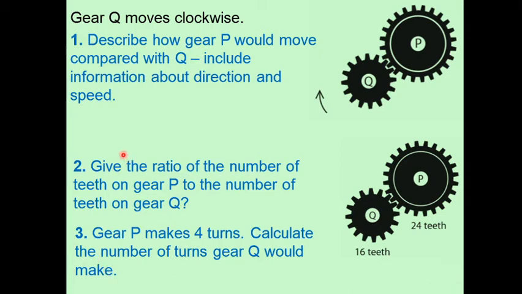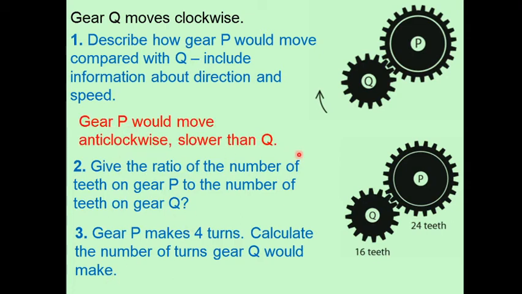Okay, so the first question asks the candidate to describe how gear P would move compared with gear Q and include information about direction and speed. So you need to say 2 things. Gear P would move anti-clockwise. If gear Q is moving clockwise, then that is going to push gear P to move anti-clockwise, because if you think about it coming around clockwise, it's going to push down, and push P in the anti-clockwise direction. Gear P is also going to be moving slower because it's the larger gear, so it's going to take a longer time to rotate, moving more slowly.